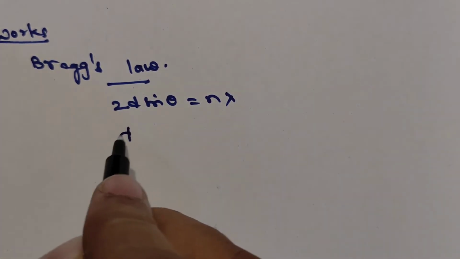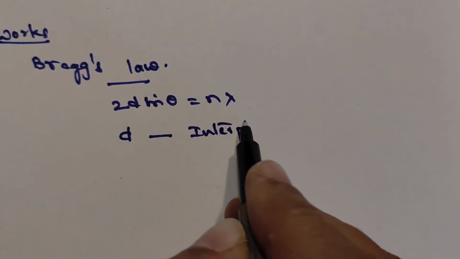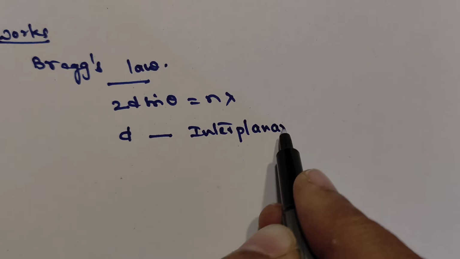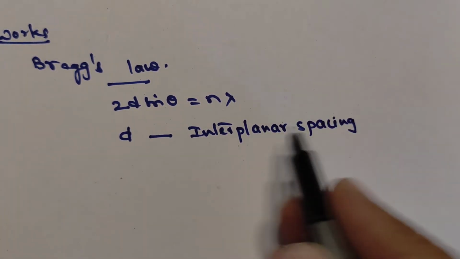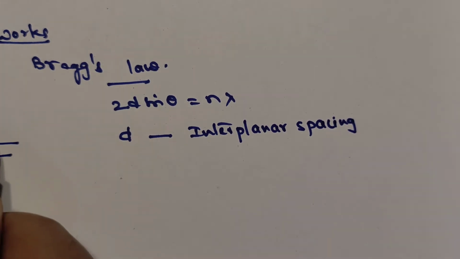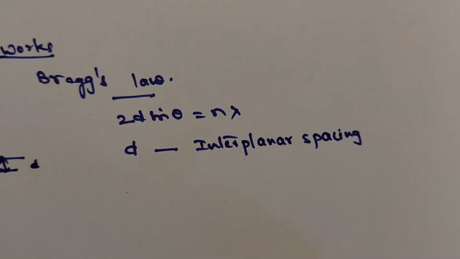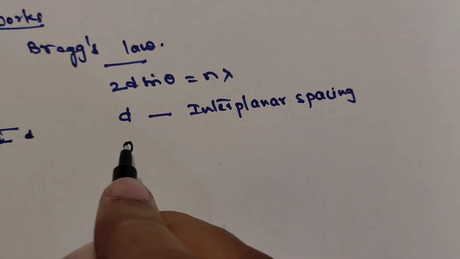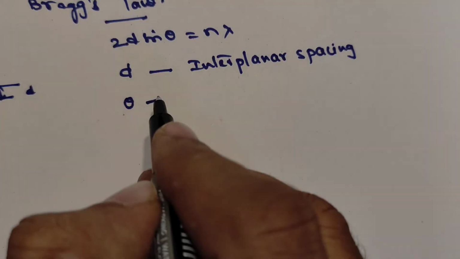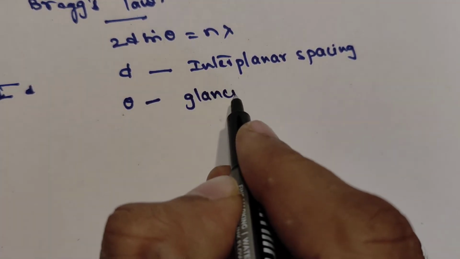Here d is nothing but the interplanar spacing. The distance between the two planes is taken as the interplanar spacing. This is taken as d, and theta is nothing but the glancing angle.